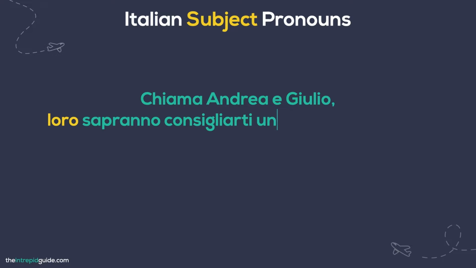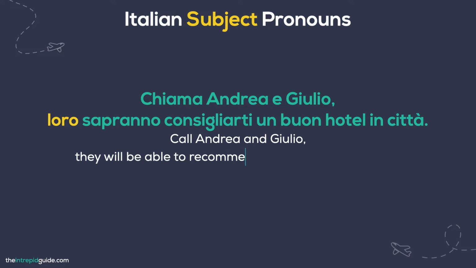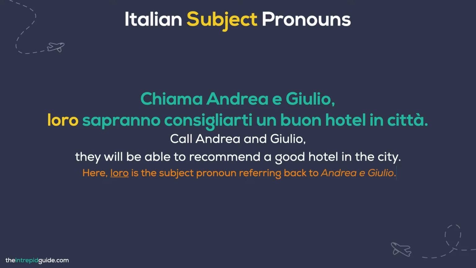Chiama Andrea e Giulio. Loro sapranno consigliarti un buon hotel in città. Call Andrea and Giulio. They will be able to recommend a good hotel in the city. Here, loro is the subject pronoun referring back to Andrea and Giulio.